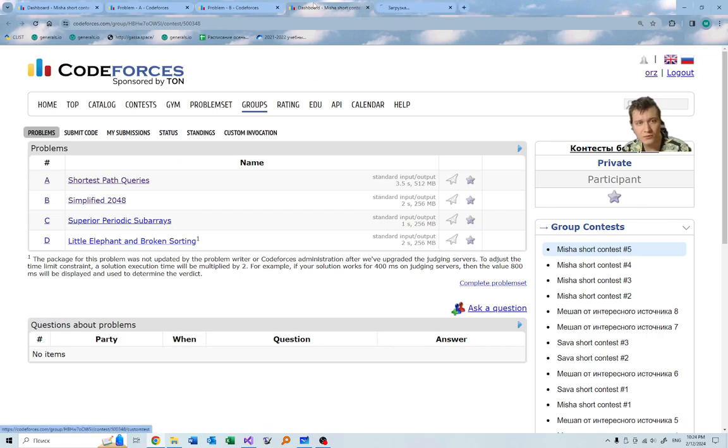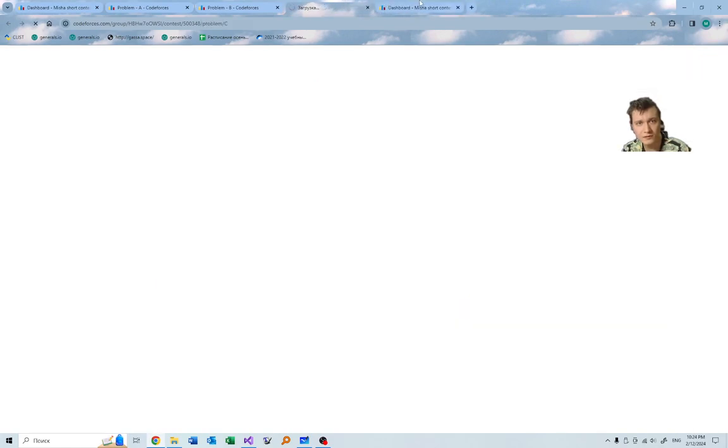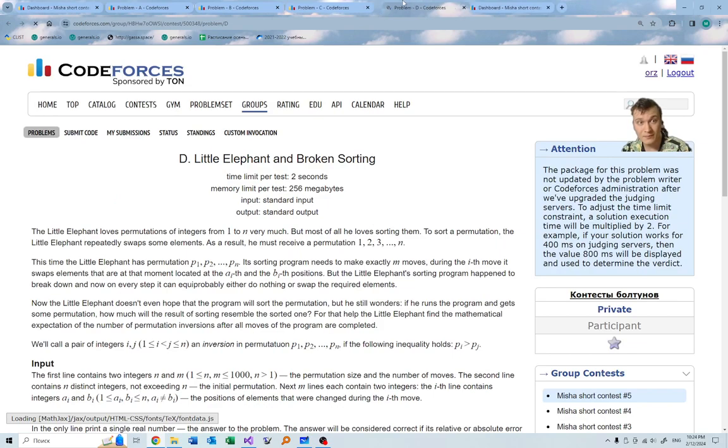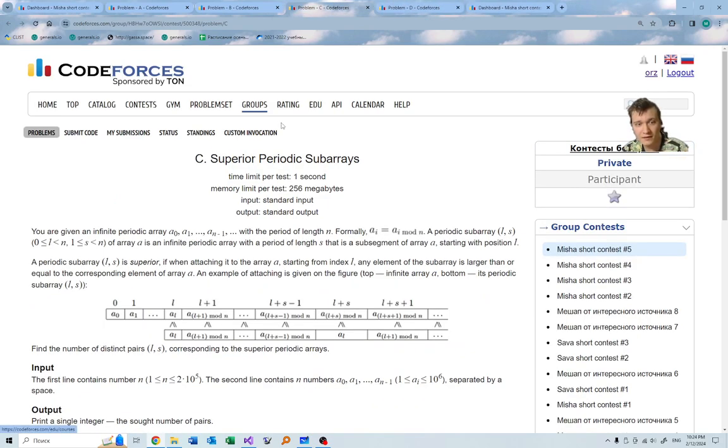Let's look at some other problems. And then maybe we will solve B if nothing works. So now we have an infinite periodic array with a period of length n. A periodic subarray of array A is an infinite periodic array with a period of length s, that is a subsegment of array A, starting with position L.